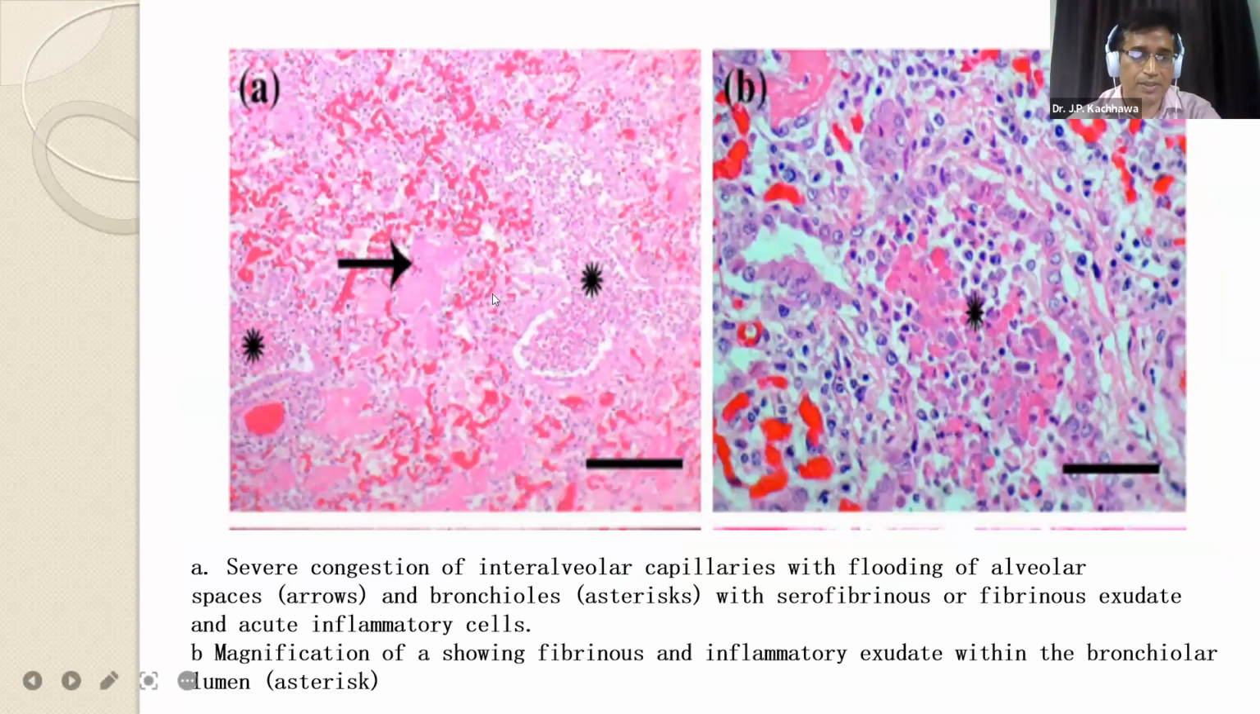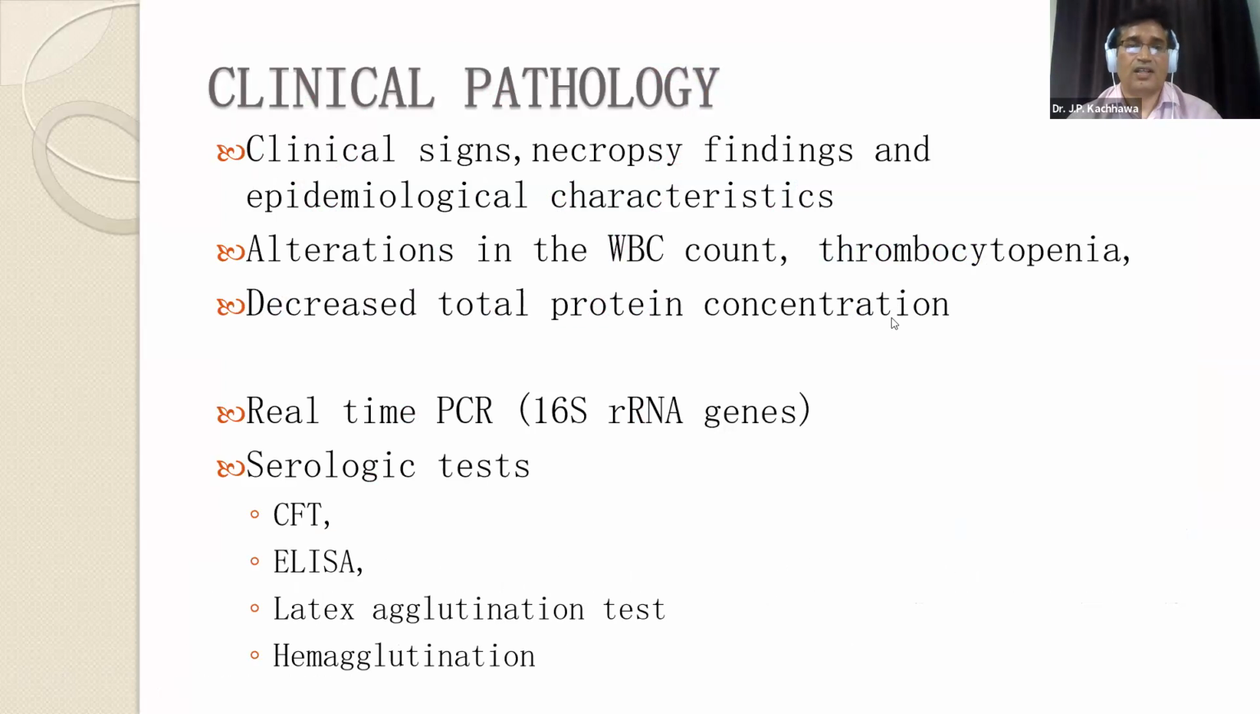This photograph is also showing the intra-alveolar capillaries that are flooded into the alveolar spaces, and the bronchioles. The second photograph is the magnification of the first photograph, showing the fibrinous and inflammatory exudate within the bronchiolar lumen. For the diagnosis, we can depend on the visible clinical signs and necropsy findings.